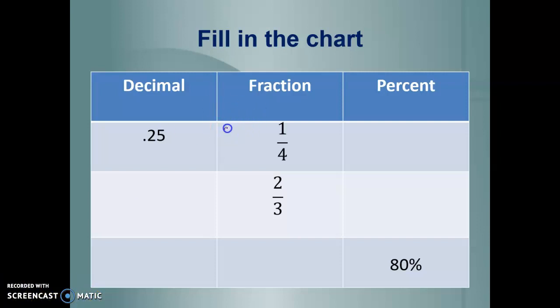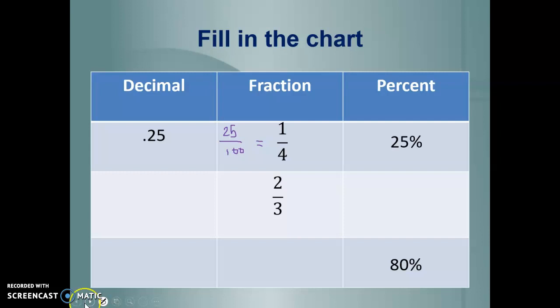So 25% as a fraction is 25 over 100, which we can reduce to 1/4. Think about that. That makes sense. 25 out of 100 cents, well, that's a quarter, and we know that 4 quarters make up $1, so if you only have 25 cents, you have 1 out of 4 quarters, or 1/4. As a percent, that's written as 25 and then the percent symbol.